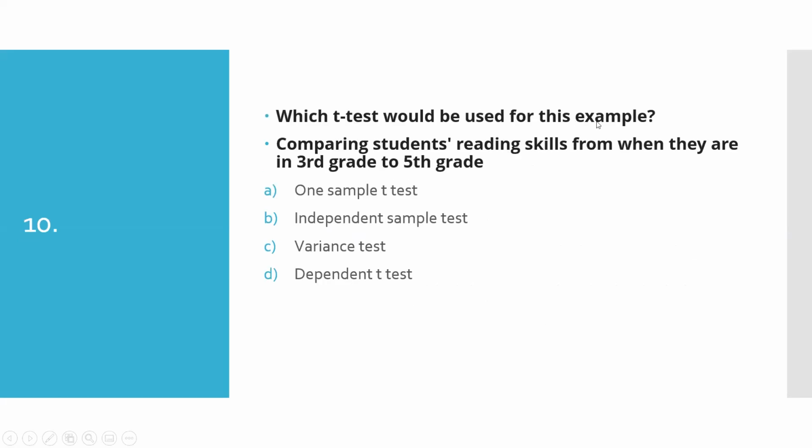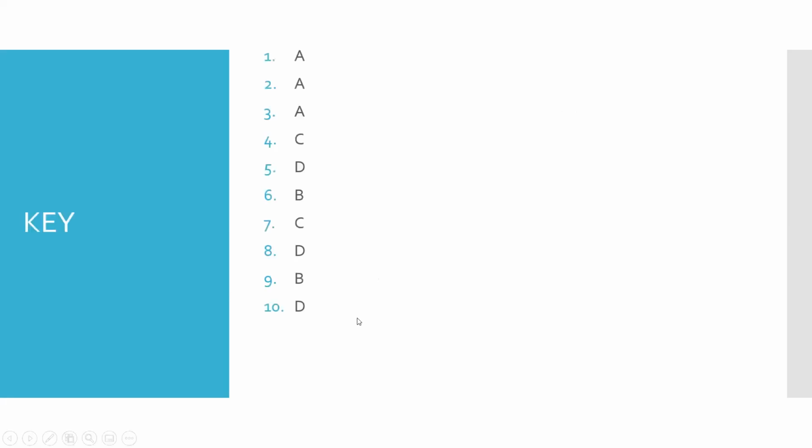Which t-test would be used for this example? Comparing students regarding skills from when they are in 3rd grade to 5th grade. One sample t-test, independent sample t-test, variance test, or dependent t-test, the paired t-test. Delta? Yes, delta is the right answer because now we are only considering the single group of students from grade 3rd to grade 5th. So delta is the right option.